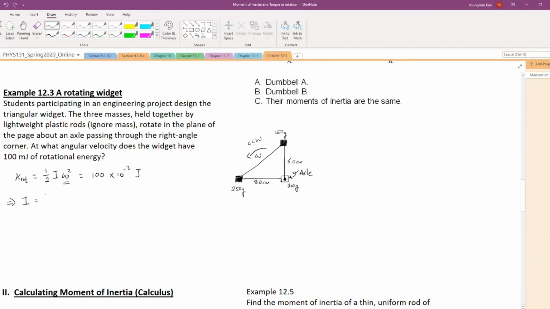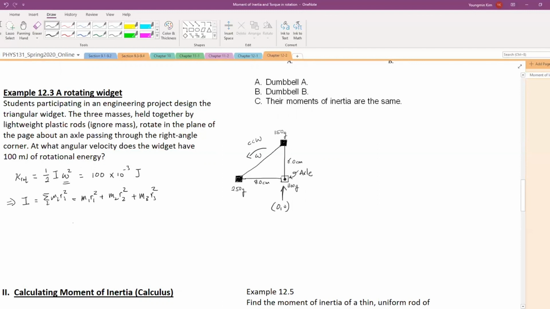Now remember, the moment of inertia is summation of mass times radius squared. Here we have three objects, so we will essentially have three things to add up together: m1 r1 squared plus m2 r2 squared plus m3 r3 squared. Now where is the origin to define the radius? It's of course the axis of rotation. This is always the point of origin in a rotating motion.